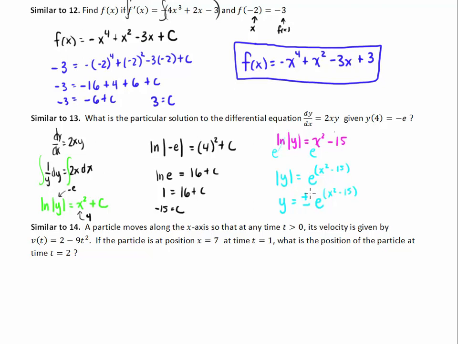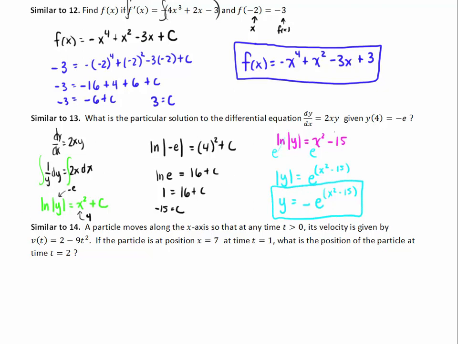Now, I do need to figure out which one it is, plus or minus. So I'm going to use the information that I know here. I know that if I plug in 4 for x, I need to get out a value of negative e. Well, if I plug 4 in for x, I get 16 minus 15 is 1. So I do get e to the first power, which is good. I do need it to be negative e, so I know that my answer needs to be the negative version, not the positive version. So there is our final answer.